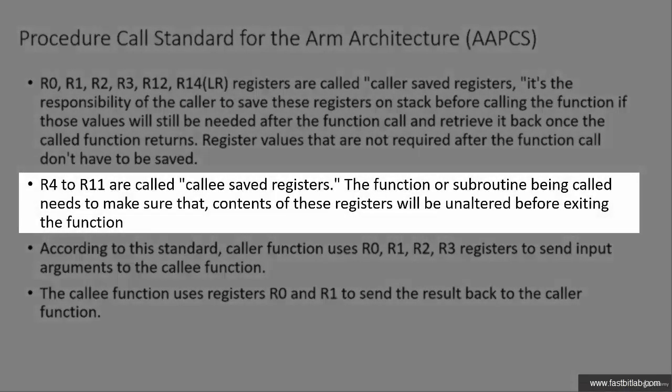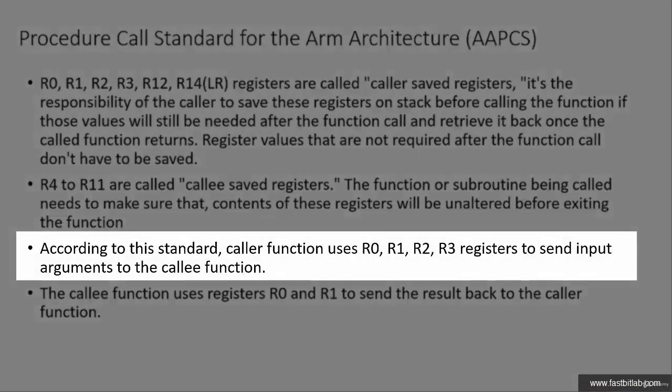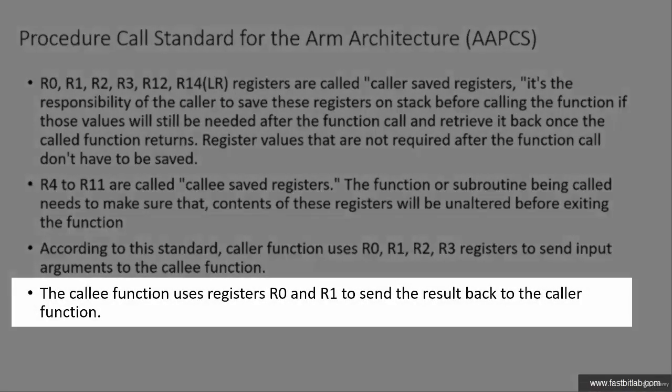R4 to R11 are called callee saved registers. The function or subroutine being called needs to make sure that the contents of these registers will be unaltered before exiting the function. And remember that according to this standard, the caller function uses R0, R1, R2, R3 registers to send input arguments to the callee function. The callee function uses registers R0 and R1 to send the result back to the caller function.